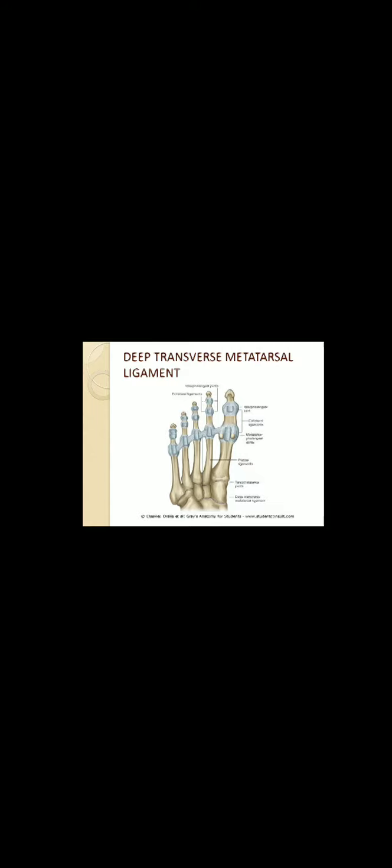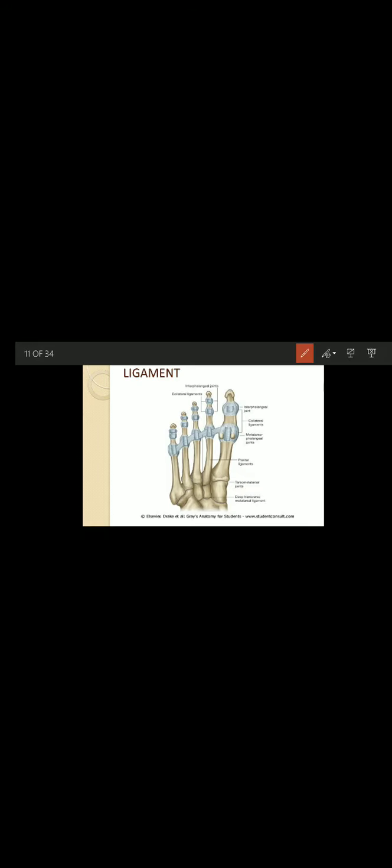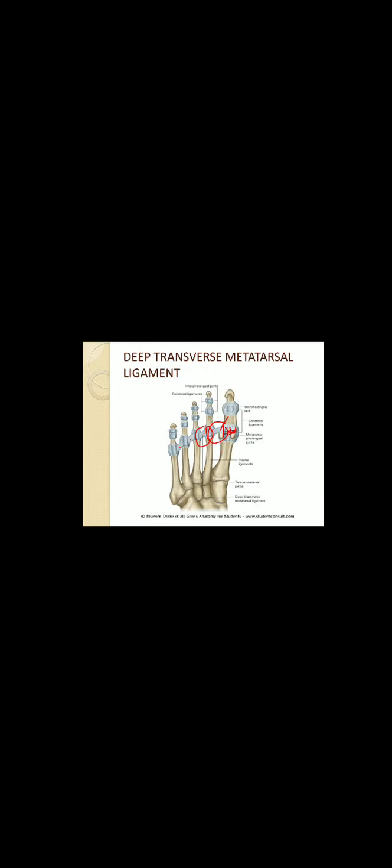Now the deep transverse metatarsal ligament, again this is a modification of deep fascia. These are four short flat bands in the intermetatarsal space that connect the plantar ligaments of metatarsophalangeal joints. This is the metatarsophalangeal joint and there is their plantar ligament. So they connect the plantar ligaments of metatarsophalangeal joints. So these four flat bands are the deep transverse metatarsal ligament.